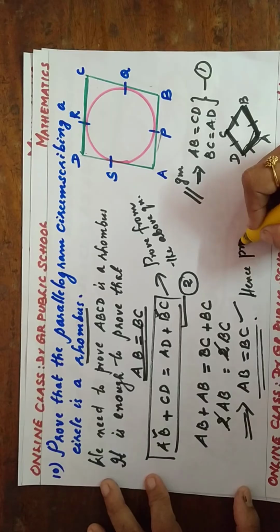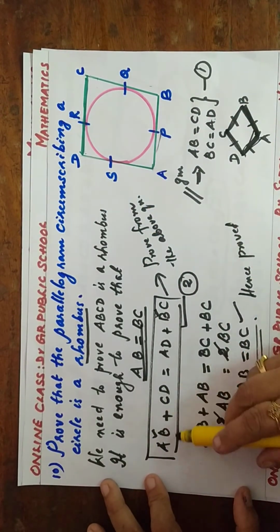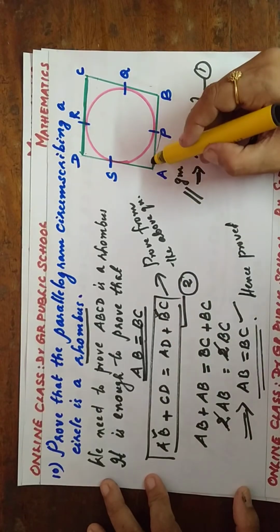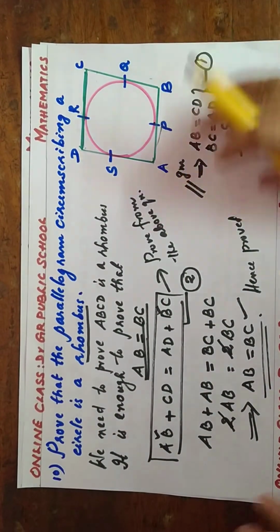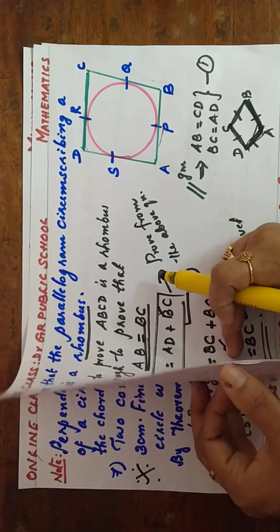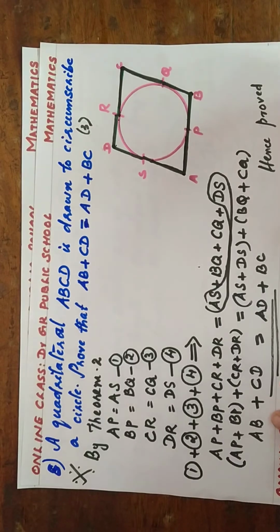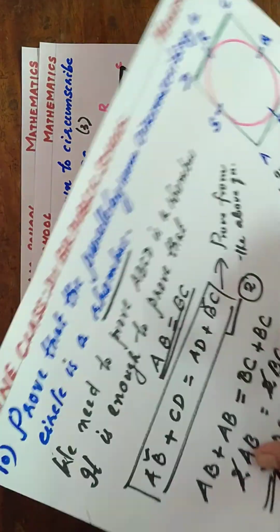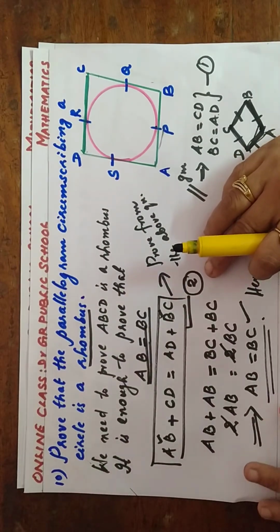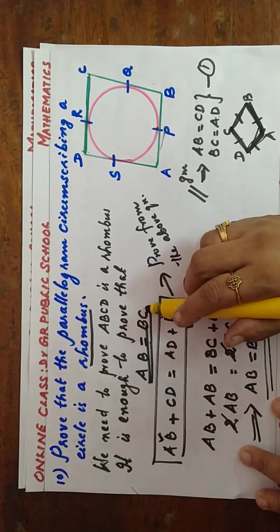Hence proved. So don't forget to write the first part, that is, the proof up to the last question: AB plus CD equals AD plus BC. By applying that tangents from an external point to a circle are equal, you get 4 equations. From the 4 equations, you need to add up and arrive at AB plus CD equals AD plus BC. You need to prove this first in this question also.